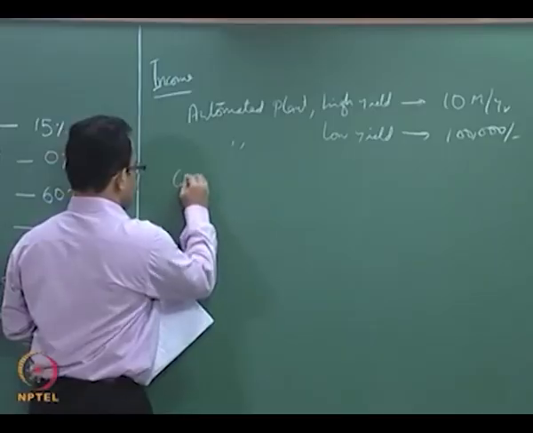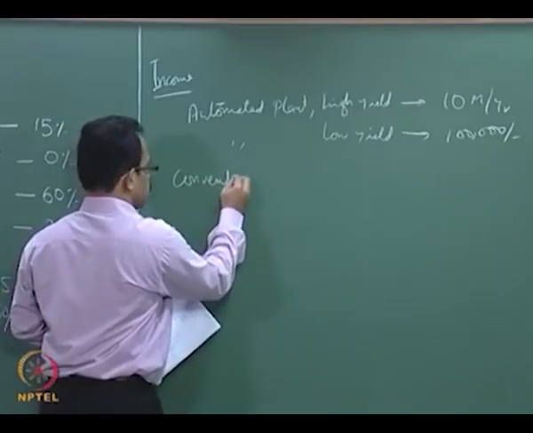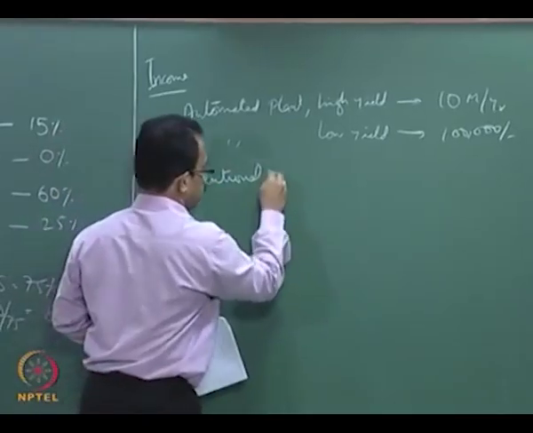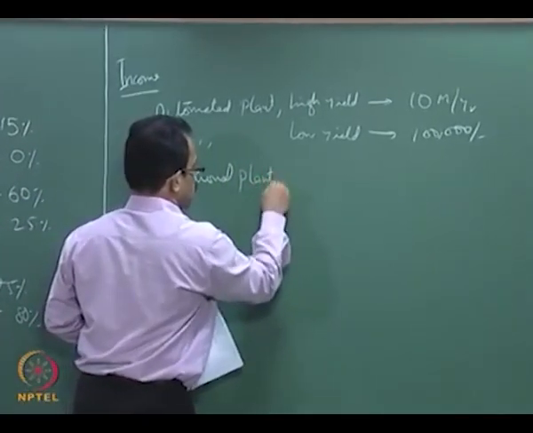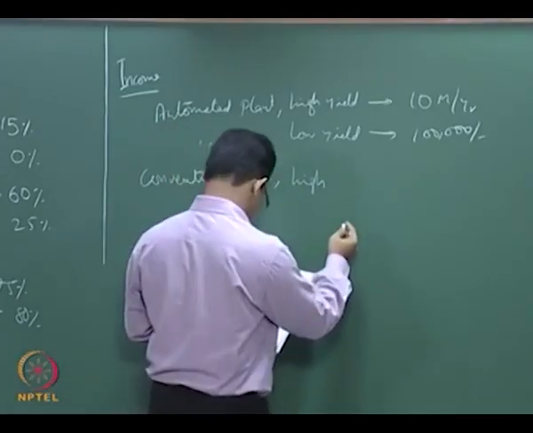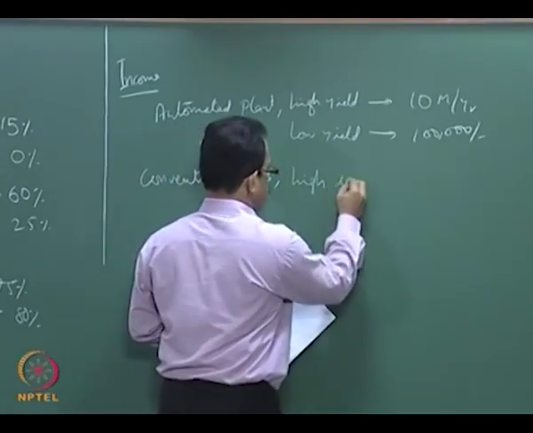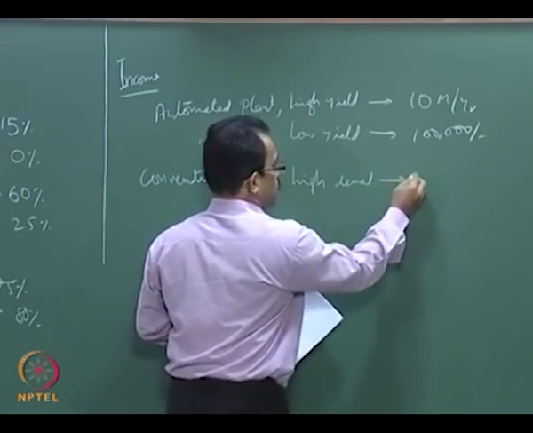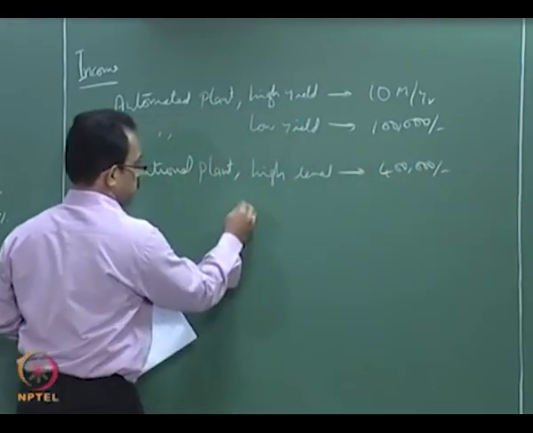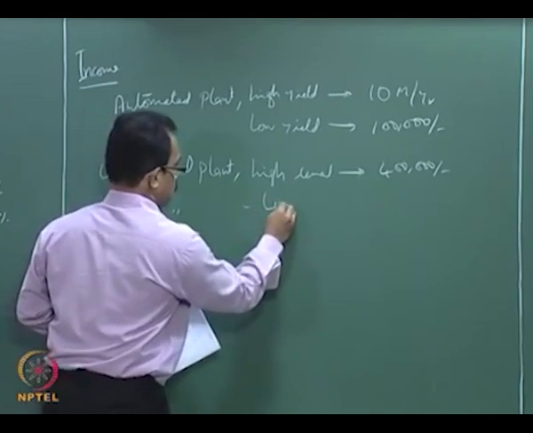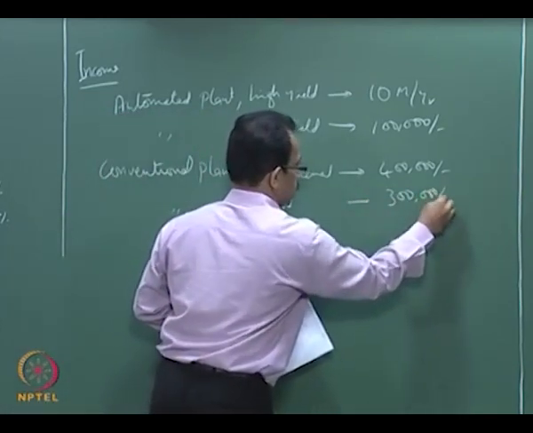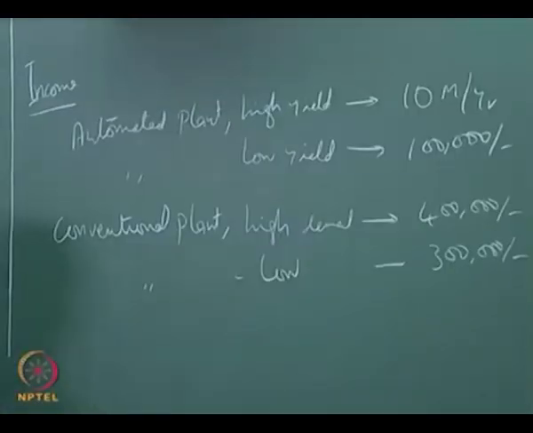And if you have a conventional plant, so we have two options, automated and conventional. If you have a conventional plant and high demand or high yield, then it will be 400,000, and if it is low it will be 300 per annum.